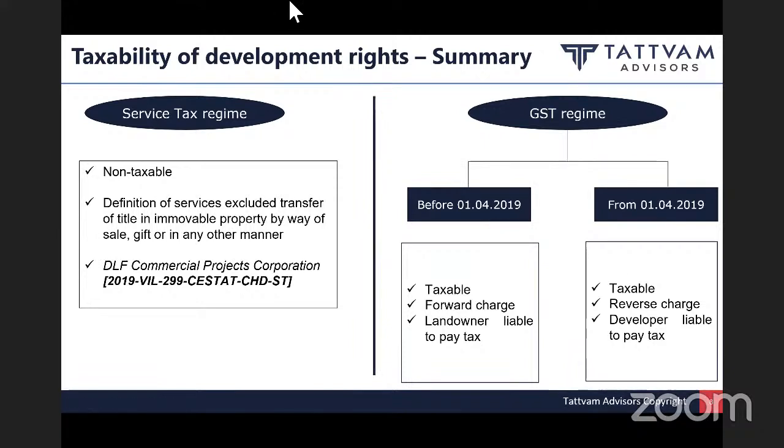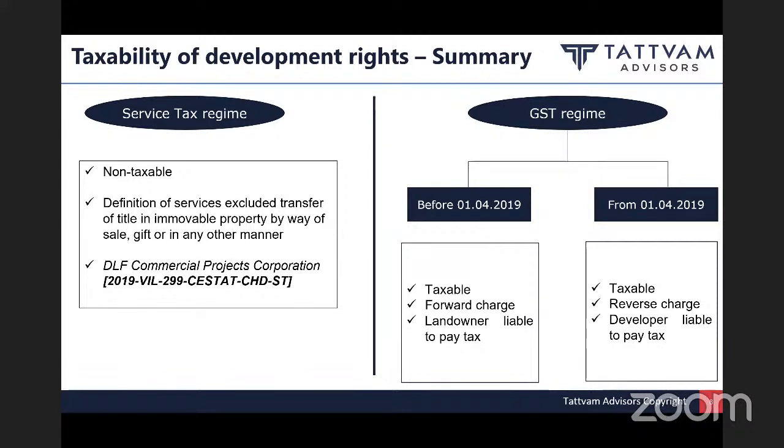So to conclude, if my JDA is entered before 1/7/2017, if it is entered in the service tax regime, then in such a situation, there is no service tax on transfer of development right. It is a very good case to argue. Second, if my JDA, joint development agreement, is entered between 1/7/2017 and 31st March 2019, then there is a GST liability on transfer of development right, and that GST liability is on the landowner. It is in the hands of the landowner. The landowner is liable to deposit it to the government.